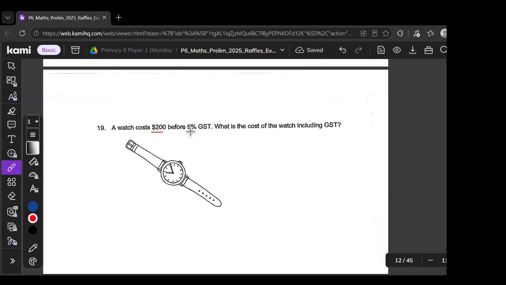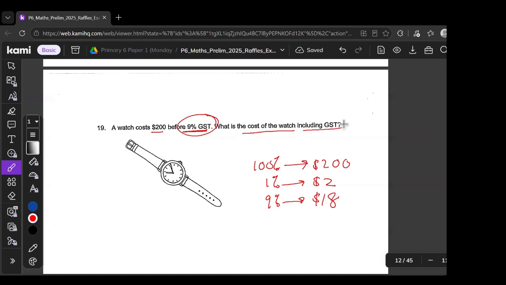A watch costs $200 before 9% GST. So if there's no GST yet, then it is always 100%. 100% is without GST. It's very pure. Pure means there's nothing inside 100%. So 100% is $200, 1% will be $2, right? Can you find how much is the 9% first? So 9% will be 9 times 2, $18. You need to find the cost of the watch, including GST. So you must take 200 plus the GST. So your answer will be $218.